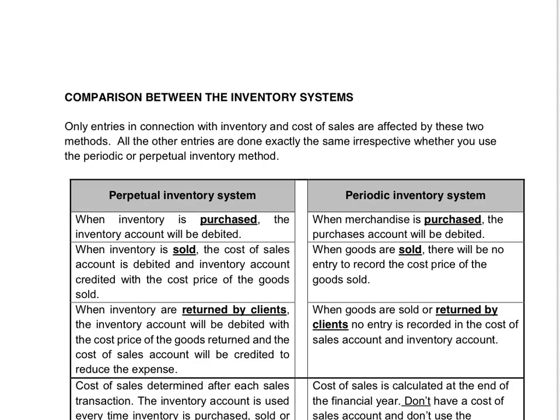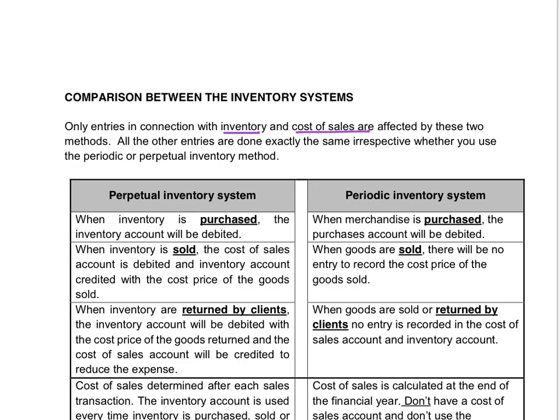Good morning. We will pay attention to the two inventory systems and we will compare the perpetual inventory system with the periodic inventory system. Only entries in connection with inventory and cost of sales are affected by these two methods. All the other entries are done in exactly the same way.